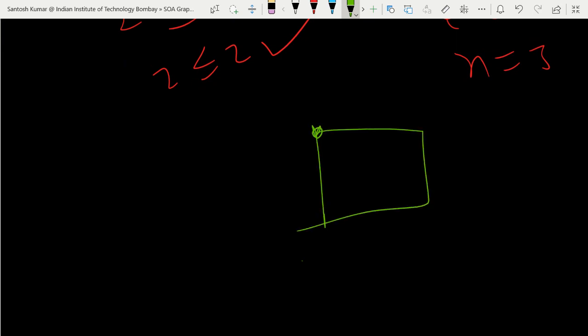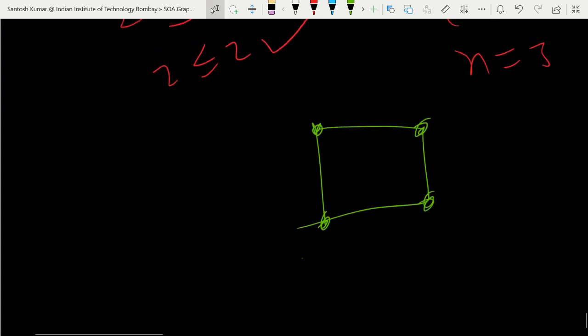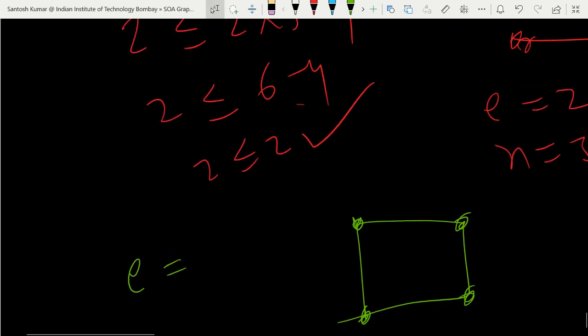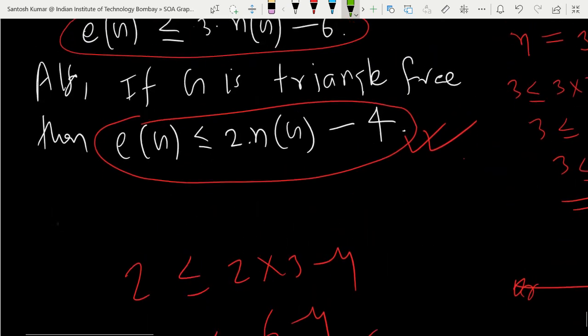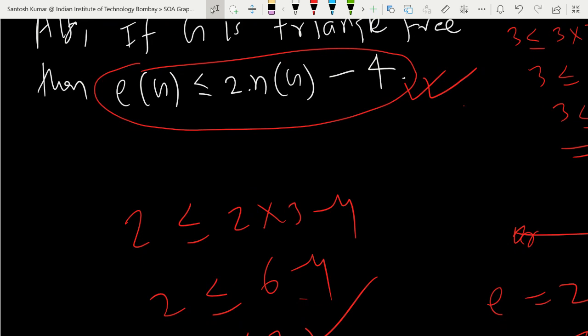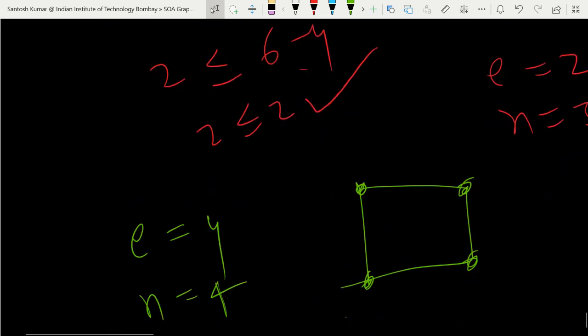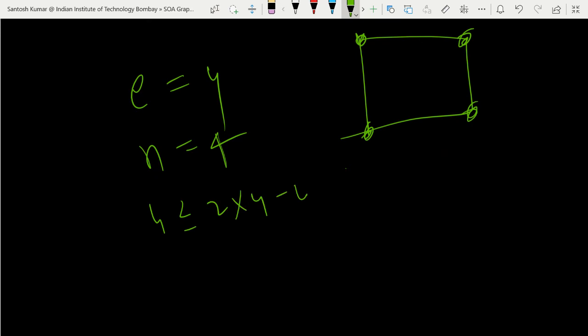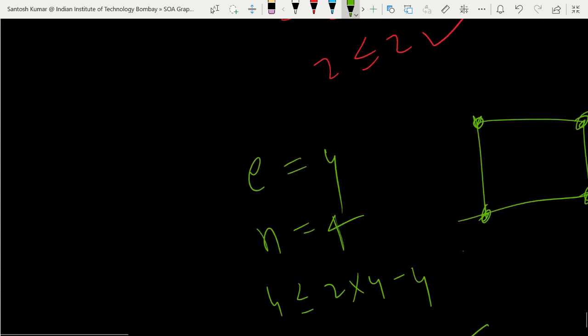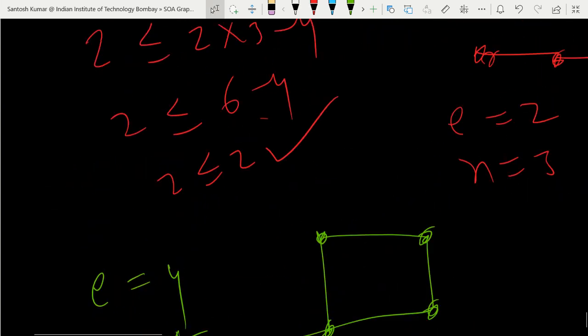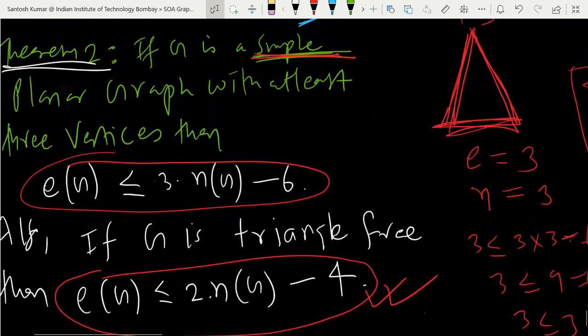Does it have a triangle as a subgraph? No. So you can check for this. The number of edges is 4, and the number of vertices is 4. Then you can check the lower one. E is less than or equal to 2 times n minus 4. 4 is less than or equal to 2 times 4 minus 4. This is 4 less than or equal to 4. Correct. So this is triangle free. That's why it holds. In the case of K3, it doesn't hold because K3 is itself a triangle, for the lower one. So okay, this is the result.